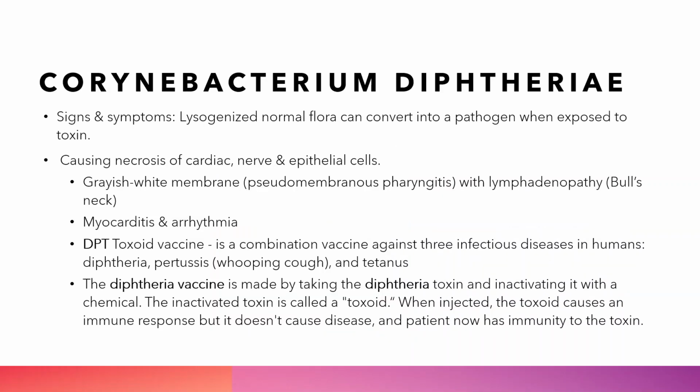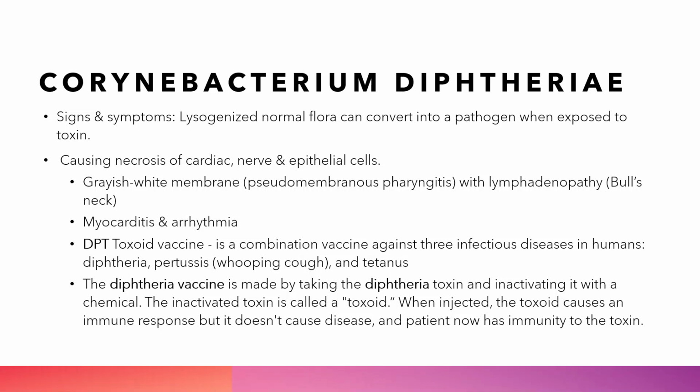Okay, so what are the signs and symptoms? We spoke about lysogeny. Lysogeny is when the normal flora can convert into a pathogen when exposed to a toxin. Corynebacterium diphtheriae would be one of these bacteria that fall under the category of lysogenized organisms. It causes necrosis of your heart, nerve, and epithelial cells. So we see grayish-white membranes, also known as pseudomembranous pharyngitis, with lymphadenopathy, so a bull's neck appearance.